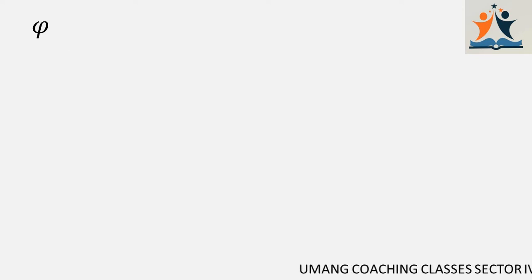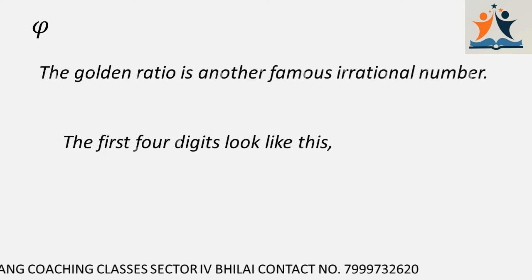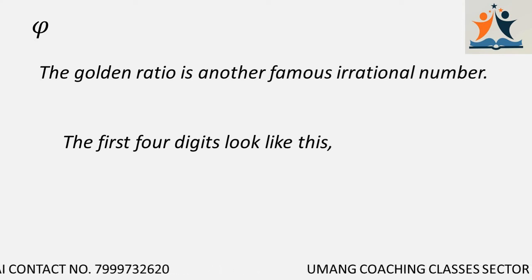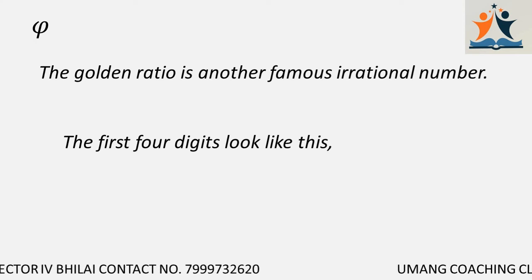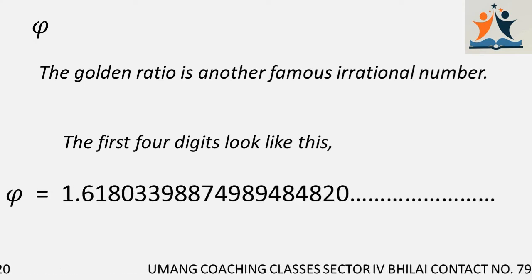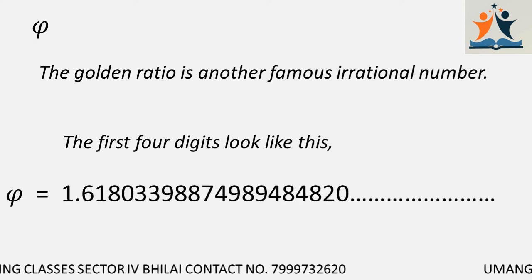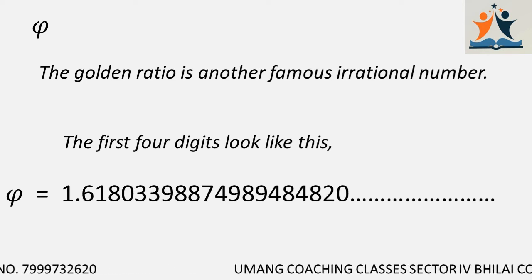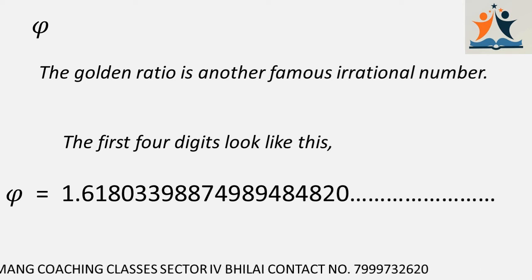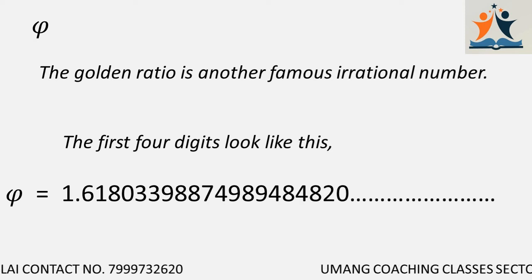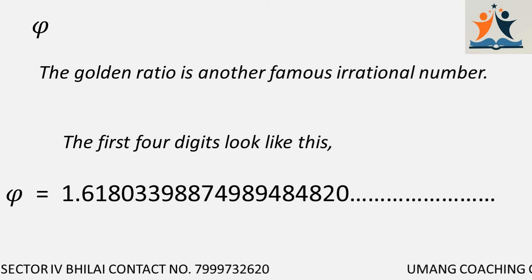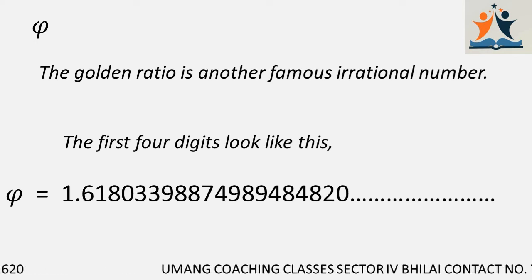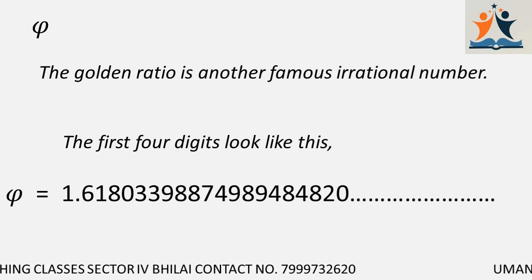The next famous irrational number is psi, the golden ratio. It is another famous irrational number. The first few digits of psi are 1.6180339887498 and so on. Here also there is no repetition seen, so it comes under irrational. If we find it repeating, then it will come under rational numbers.